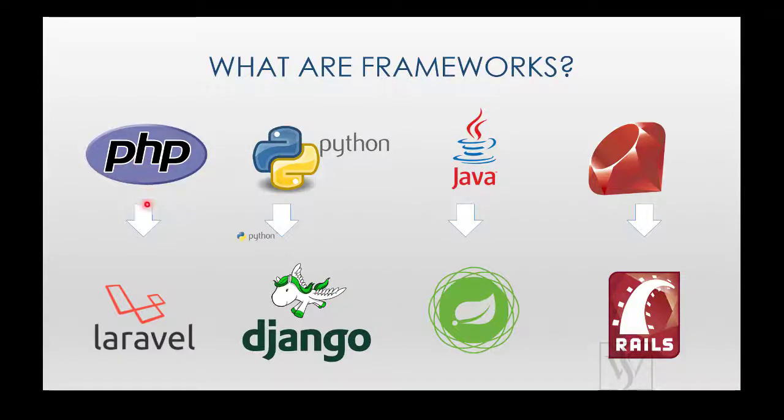So in the case of PHP, you have Laravel, Python, you have Django, and in Java, you have Spring, and Ruby, of course, you have Rails.